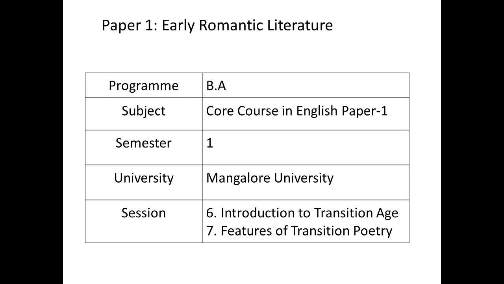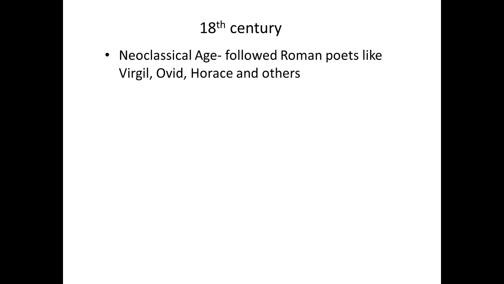In this video class, I'm going to talk about transition age and its features. Before going to the transition age, let us look at the age that preceded, the age that came before transition age. That is the 18th century age, and we call that the neoclassical age. Neo means something new. Classical usually refers to the famous Greek and Roman writers. So this age was called neoclassical age because the writers of this age followed the Roman poets like Virgil, Ovid, Horace, and others.